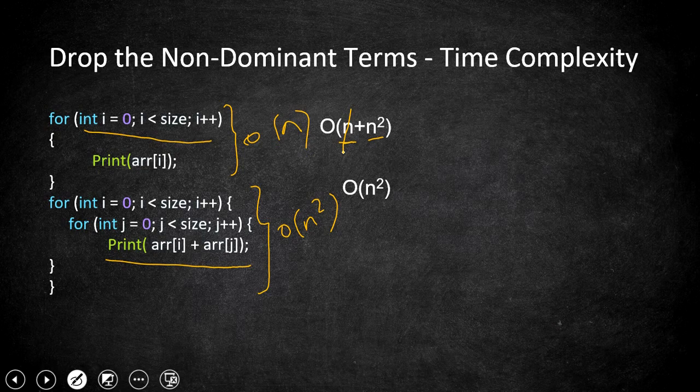So in your time complexity, if you have any constants or comparatively lesser time, you can ignore them and round it off to a higher value. So that is what these rules say.